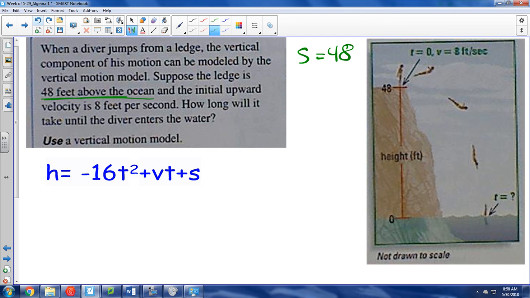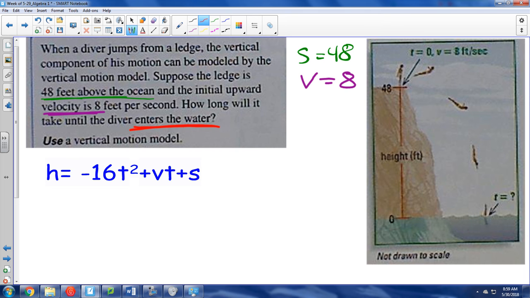His initial upward velocity, I mean, they're using the word velocity. Velocity is 8. So I'm going to put v equals 8 here. Okay? He's jumping up, so his velocity is positive 8. And it wants to know how long until the diver hits the water. So when he enters the water. So how high up is the water is my question. How high up is the water?